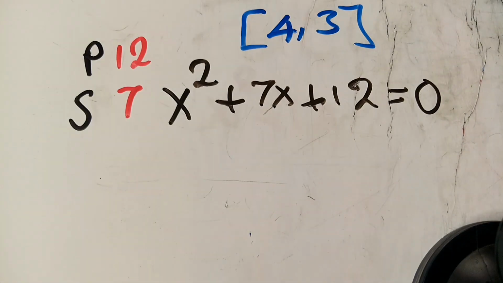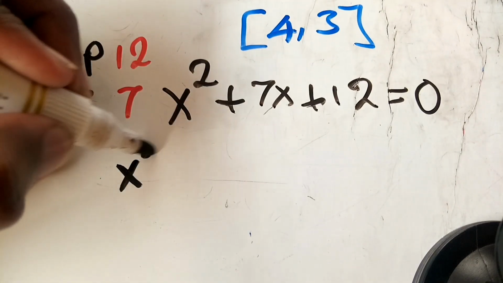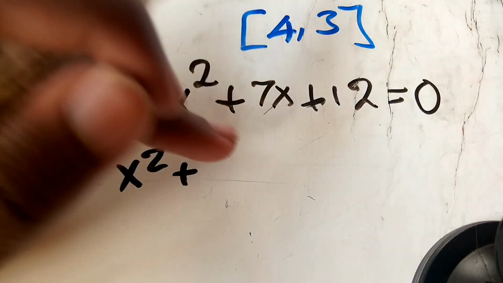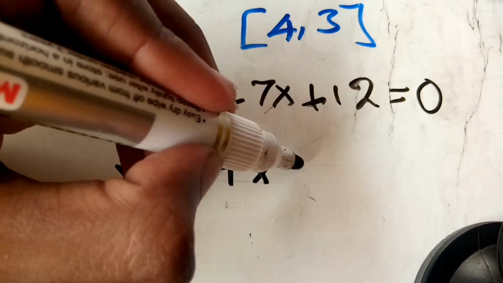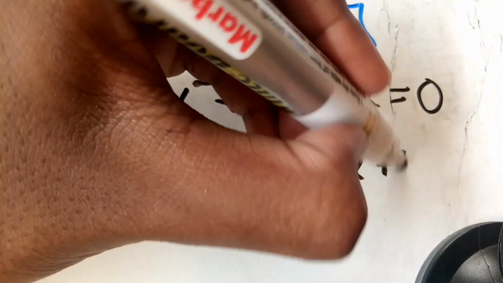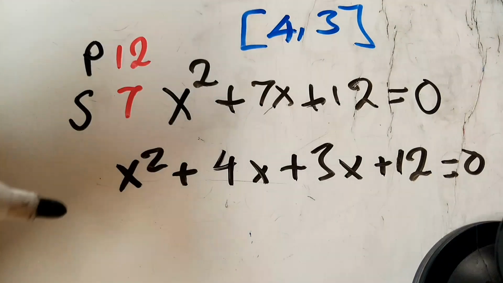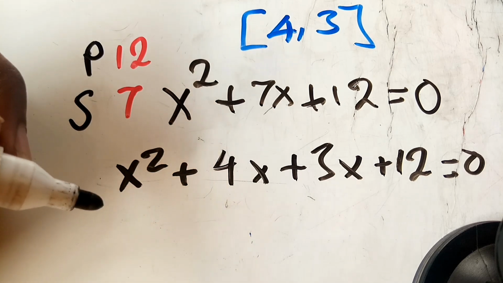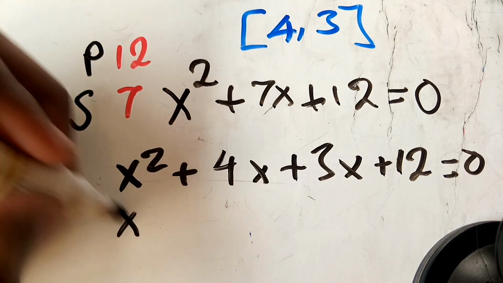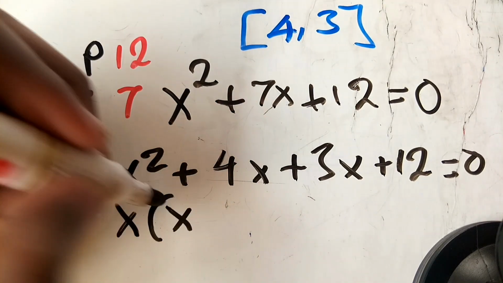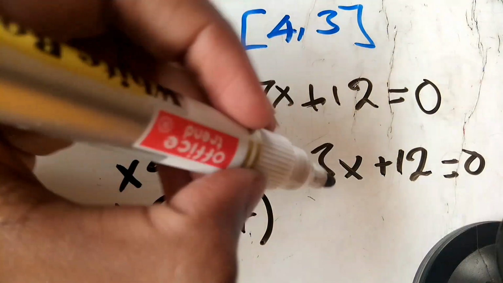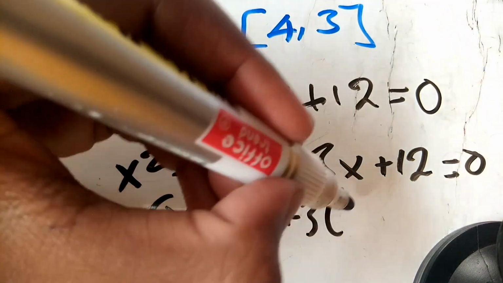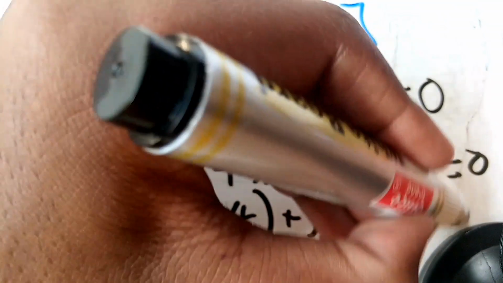So now we say x squared plus, we're going to substitute the 7x with these two factors, which are 4x plus 3x plus 12 is equal to 0. And now we're going to factorize that by using grouping of terms. So we're using the common factor method. x is common in the first two terms, and 3 is common in the last two. We'll say x(x plus 4) plus 3(x plus 4), and then this is equal to 0.